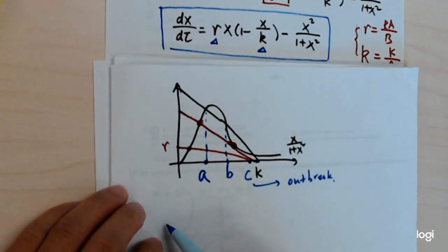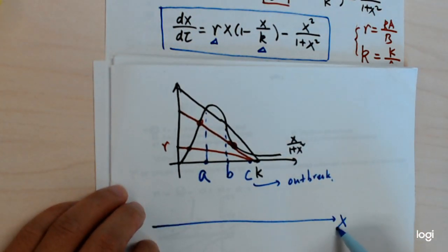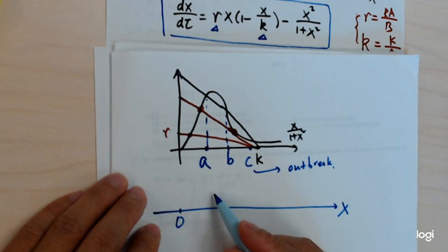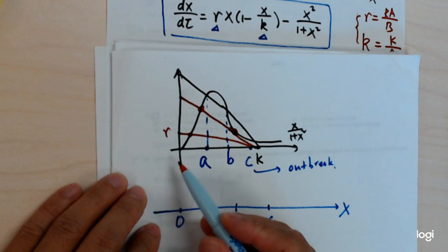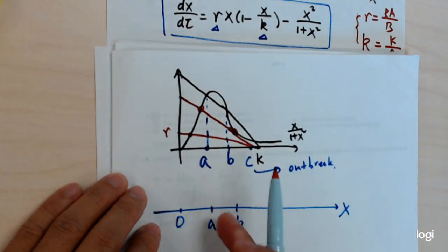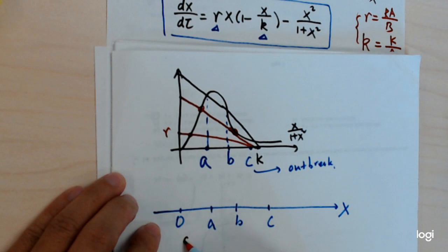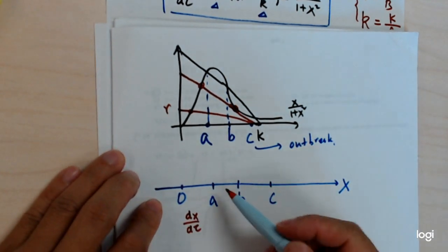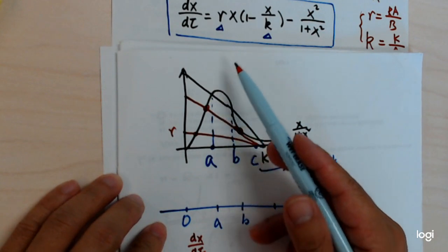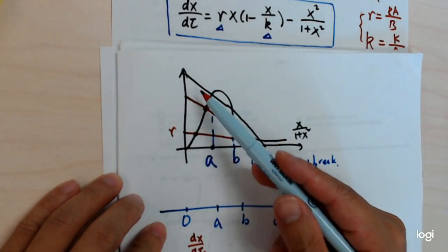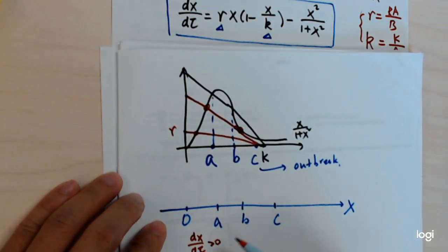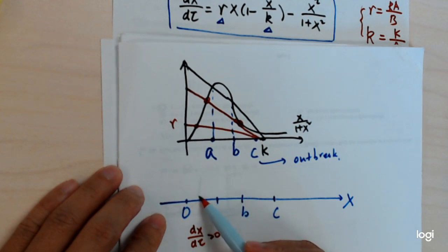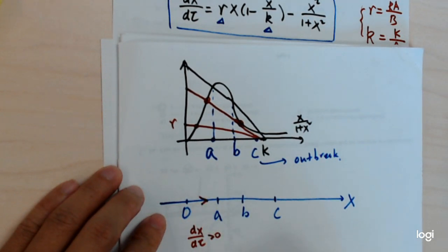So let's take a quick look. Use the phase line analysis. Here is the x-axis: 0, A, B, and C. Let's look at dx/dτ on the left side of A. Because the straight line is on top of the curve, that difference will be positive, so dx/dτ will be positive. So we use an arrow pointing towards A.